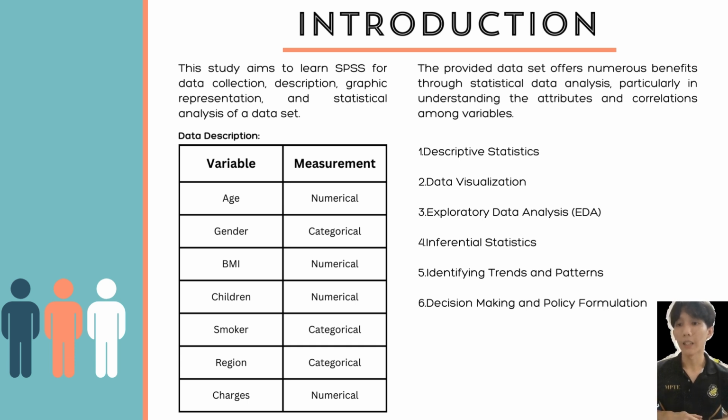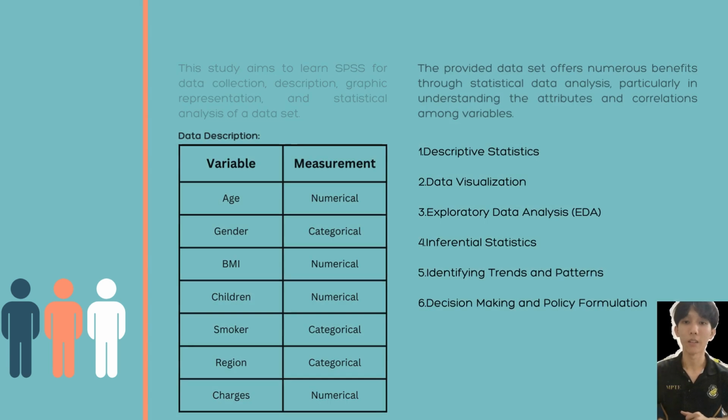Next is identifying trends and patterns. Cluster analysis helps identify similar health profiles or insurance charges by analyzing patterns across variables like age and location, providing insight into specific factors impacting outcomes. The last is decision making and policy formulation. Understanding the impact of factors like BMI and smoking on health, insurance cost, and health risk determines premiums and addresses disparities in healthcare.